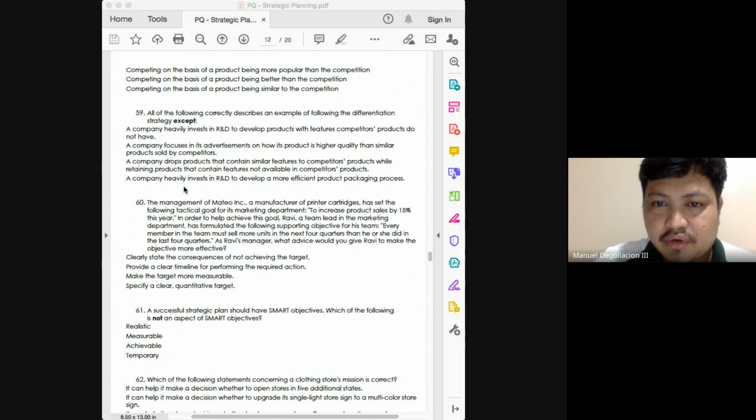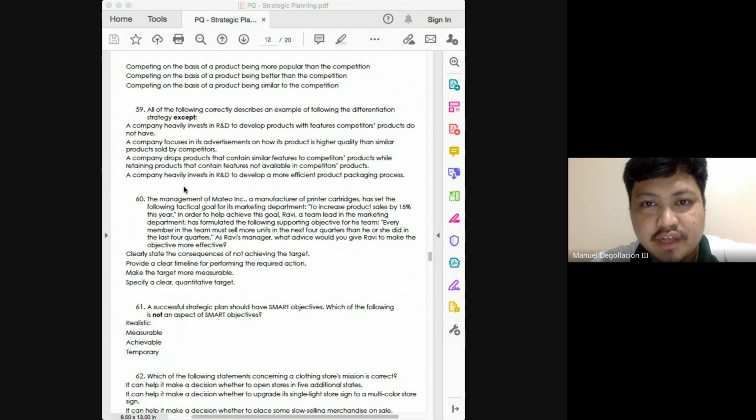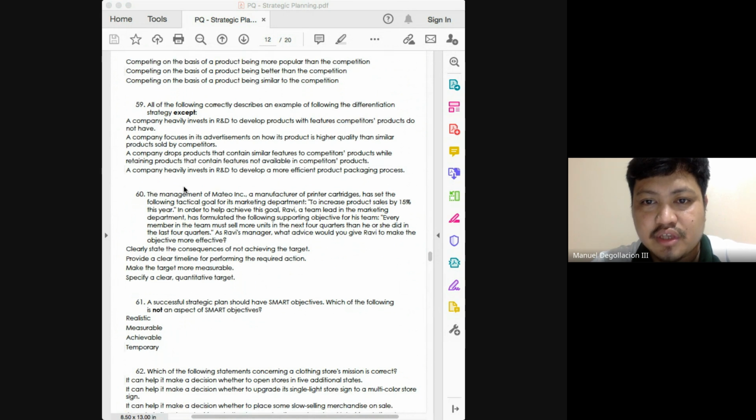So that would mean our answer here would be a company heavily invests in research and development to develop more efficient product packaging processes. This would be more on cost leadership already. You're trying to become more efficient in your production so as to allow you to have lower costs. So that means the strategy here would be on cost leadership. So the answer here would be the fourth choice.